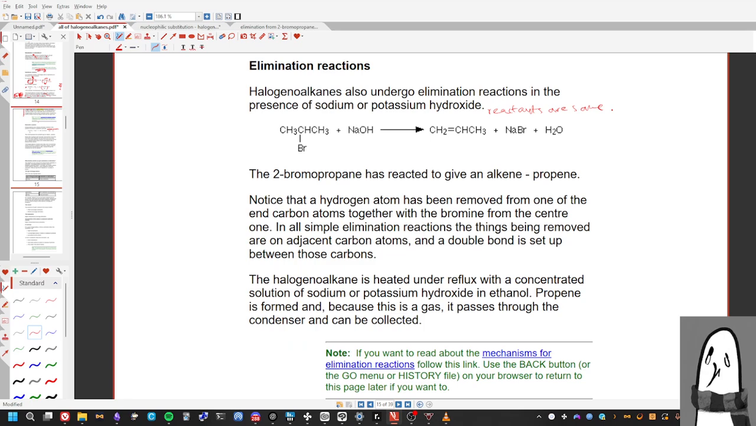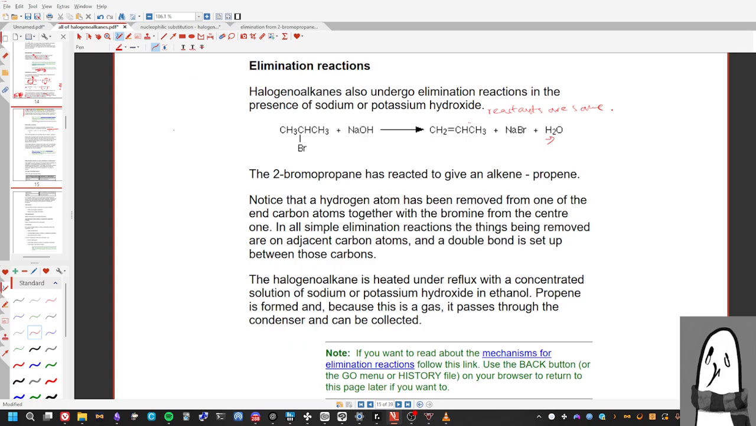Of course, this is going to be hard to visualize when you can't see the mechanism. Notice that a hydrogen atom has been removed from one of the carbon ends. So you're going to have CH2=CH. Since it's a double bond, this carbon has one bond and this has two bonds, and so we can't have that extra hydrogen. So one hydrogen has to go. Then one hydrogen has been removed together with the bromine. Bromine is also removed from the center one. In all simple elimination reactions, the things being removed are on adjacent carbon atoms, and a double bond is set up between those carbon atoms.